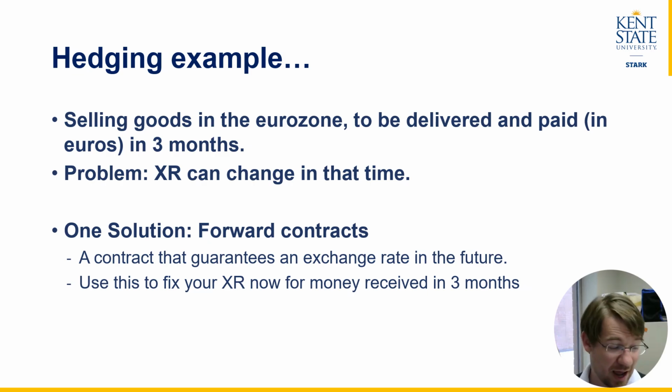The thing is here that I know I'm going to get euros, but I want to turn them into dollars in the future. So I use a forward contract to cover that risk, and eliminate that risk. But I could also use the forward contract as a form of speculation.